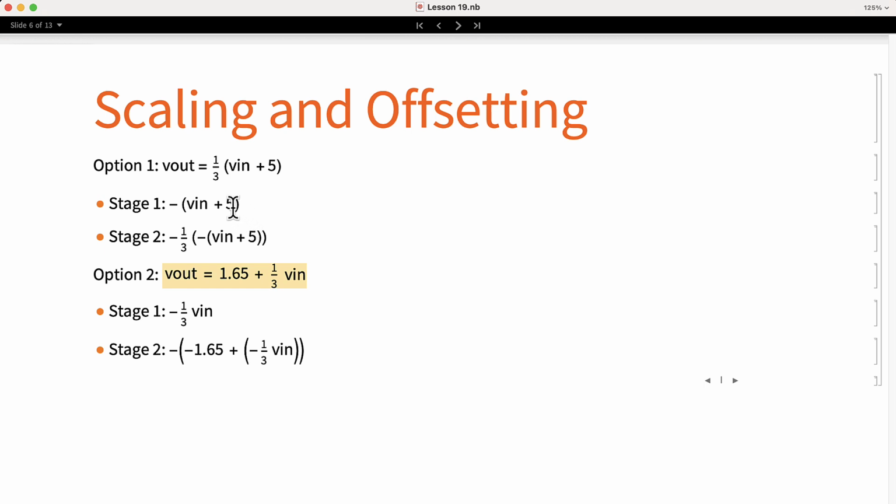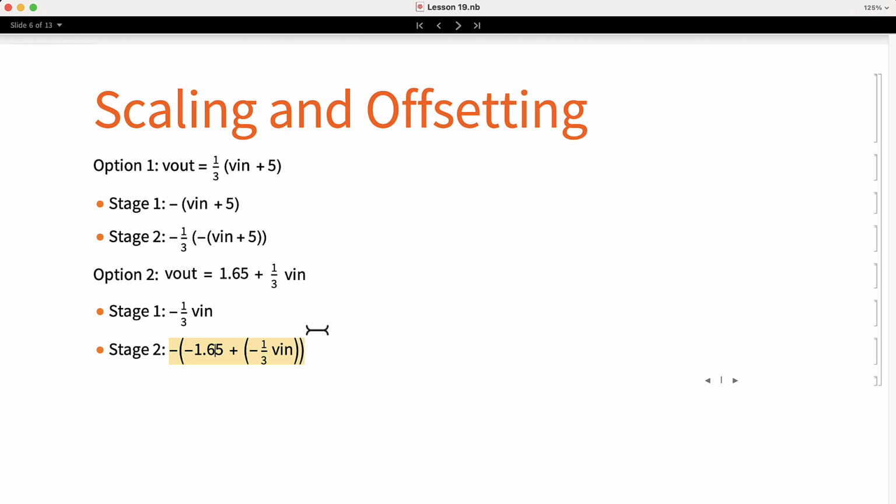For example, in the first case, when we add plus 5 volts to the signal, we obtain minus the input voltage plus 5 volts. The second stage multiplies by 1/3 and also inverts the signal back. Similarly, in the second case, the first scaling inverts the signal. Then, when adding the offset, we actually need a negative 1.65 volts, which after it is added, the signs are fixed. Is there any way in which we can perform this operation using a single op-amp?